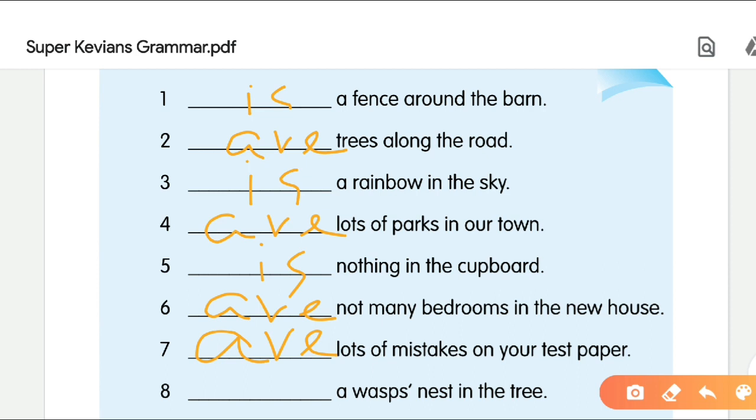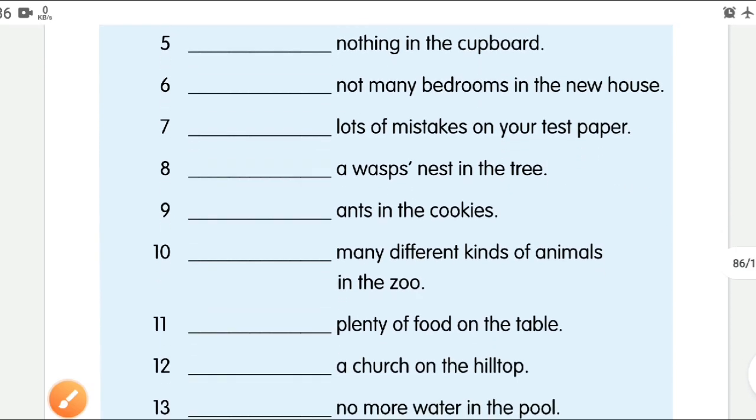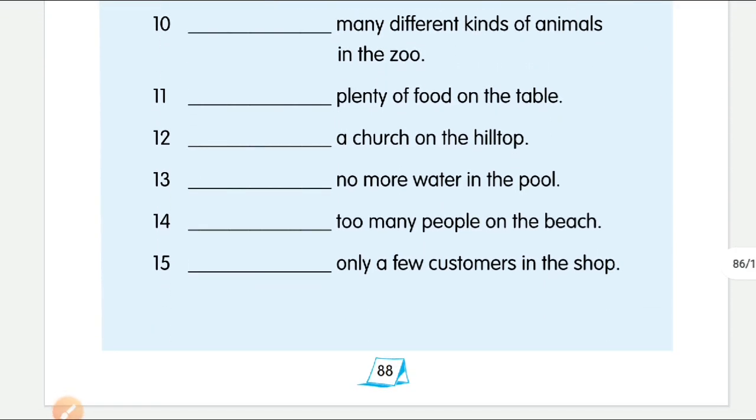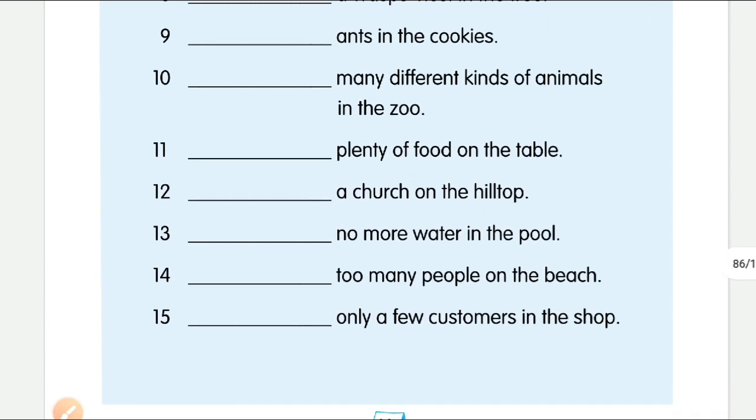A wasp nest is there. There is a single nest. That's why we will use "there is" here. So it is very much clear. You can continue all these lessons with this help.